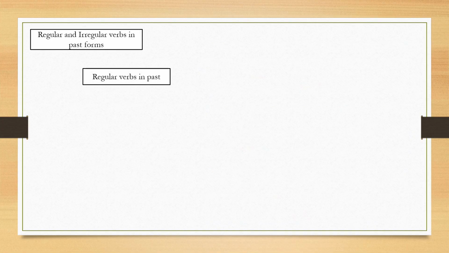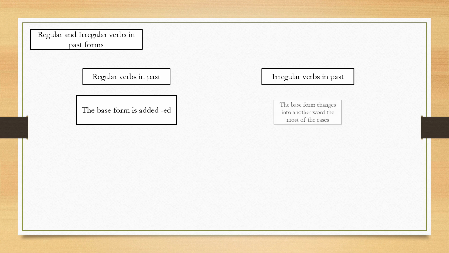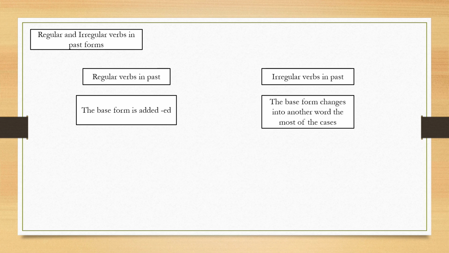Well, let's pass to regular and irregular verbs. Here we have two sections. Regular and irregular verbs are two kinds of verbs that are very important when you use simple past tense. For example, if you use a regular verb in simple past, you have to add an ed at the end. If you use an irregular verb in the past, the word changes into another.